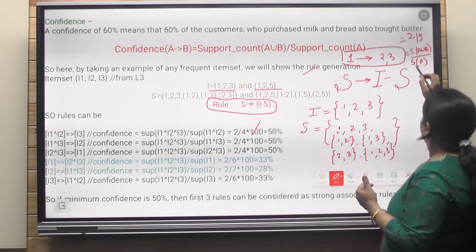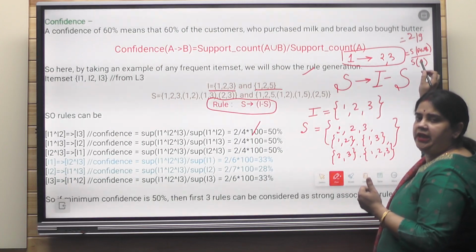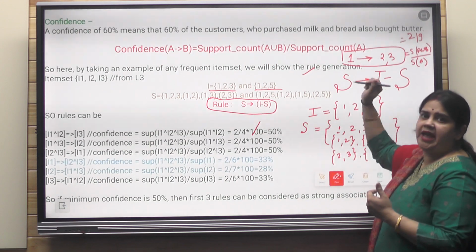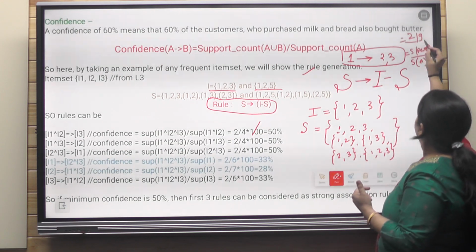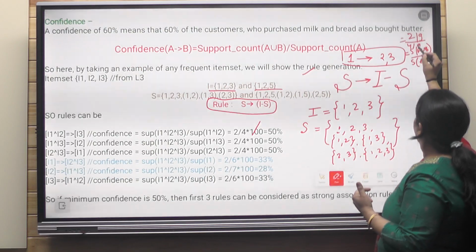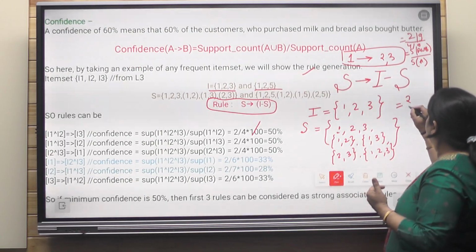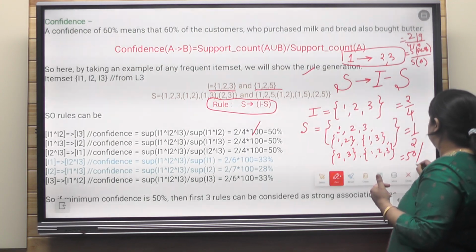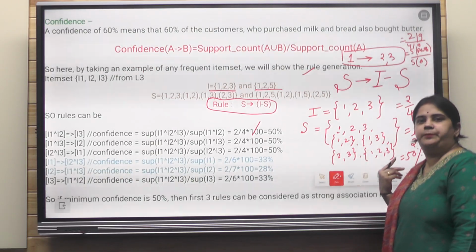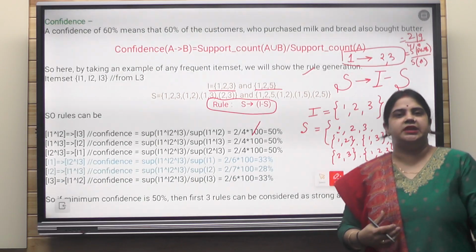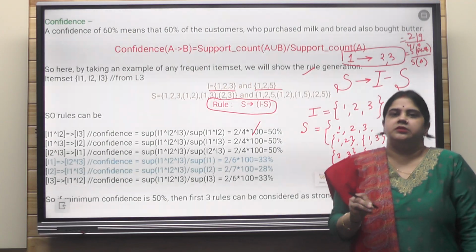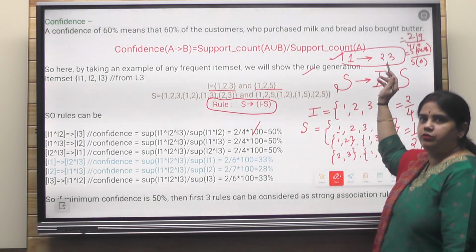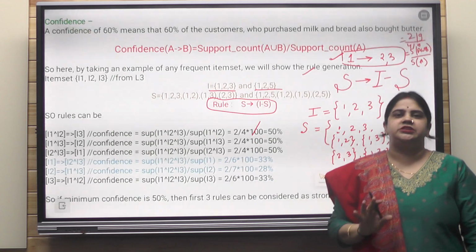We'll see the denominator now. What is the support of A? How many times has A been purchased? It means how many times 1 has been purchased. Let's say it is purchased 4 times over the 9 transactions. So what is the value? The 9s get cancelled. It will be 2 by 4, then 1 by 2. It's 50%. But our question says the minimum criteria is 60%. So this is a perfect association rule, but is it a valid rule? No, it's not a valid rule.